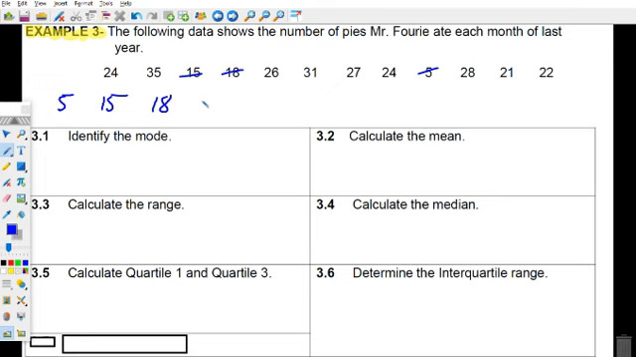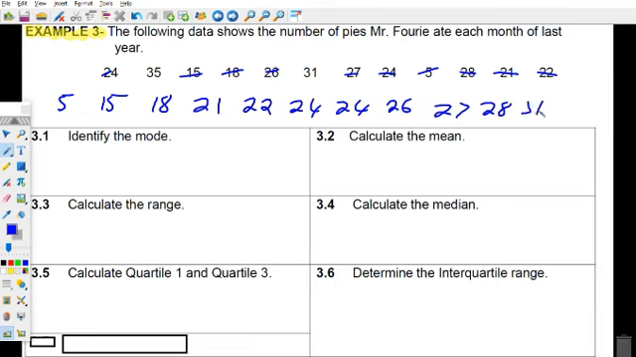Is he at school on the weekend? How many days in a school month? About 20. And 25. Okay, 21, 22, 24, 24 again. Okay, 26. There's 26, 27, 28, 31, and then 35.